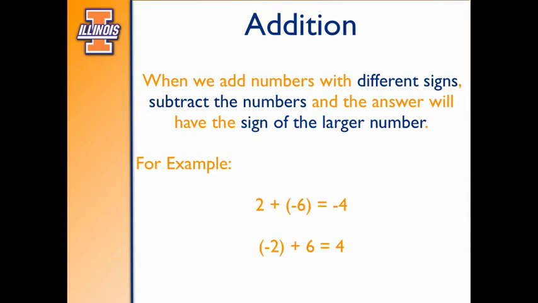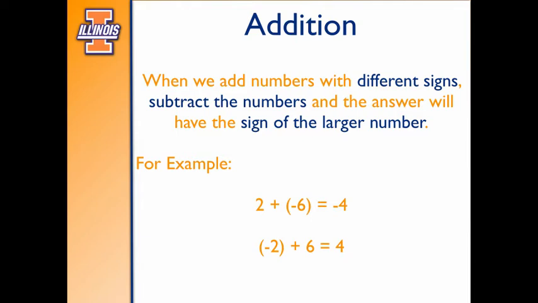If we have two numbers that have different signs, we start off by taking the two numbers without any sign at all, and we subtract them. For example, 2 plus negative 6. We have 2 and we have 6. We subtract those two numbers, so 6 minus 2, we get 4.